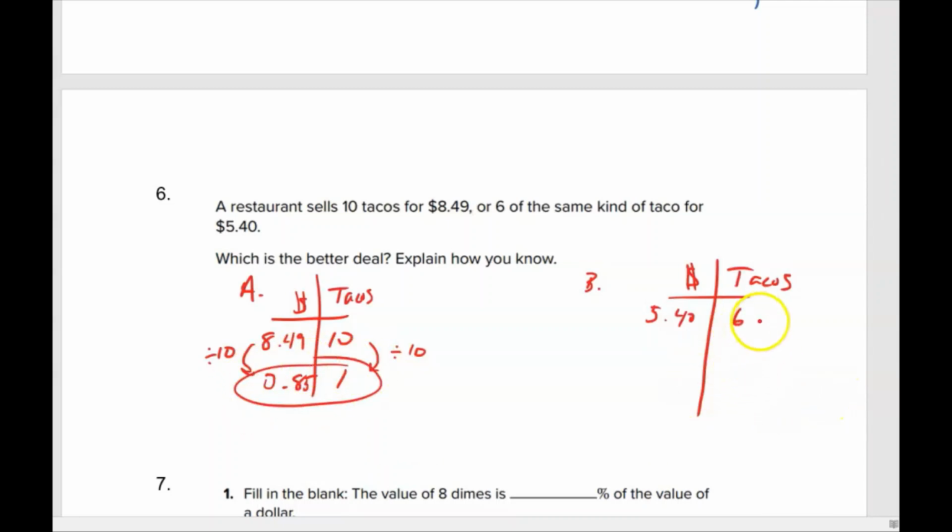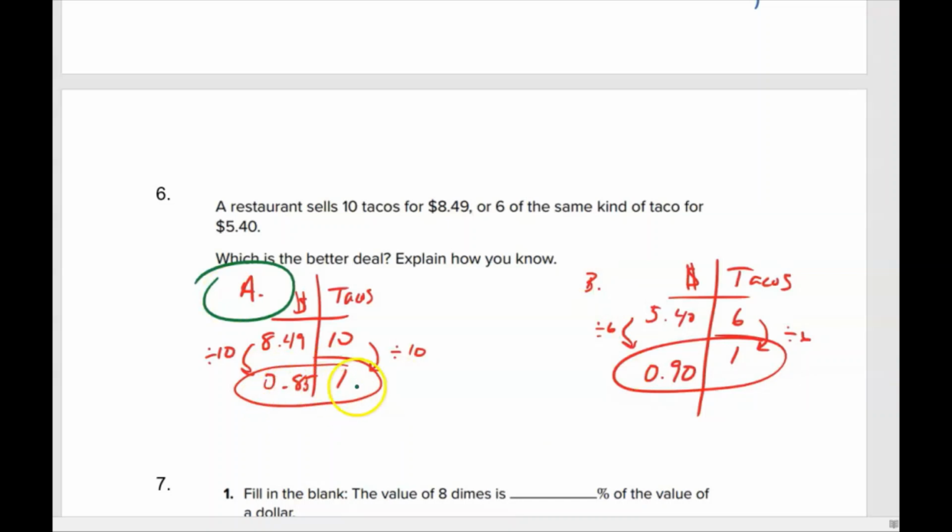And then over here, same idea. I want to get to price per 1 taco. So I'm going to divide this by 6. And again, you can just punch this into your calculator if you want. 5.40 divided by 6 would give me 0.90 for 1 taco. Which one is the better deal? Letter A is the better deal. How do you know? Well, it's cheaper. It's only 84 or 85 cents per 1 taco, where the second option is 90 cents per taco.